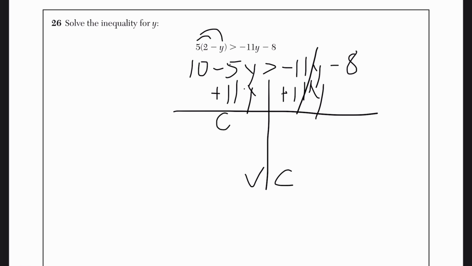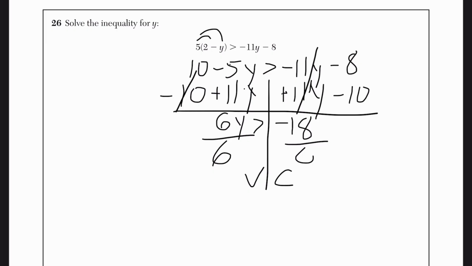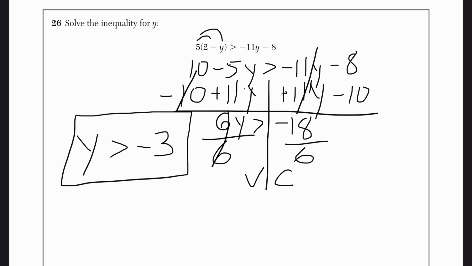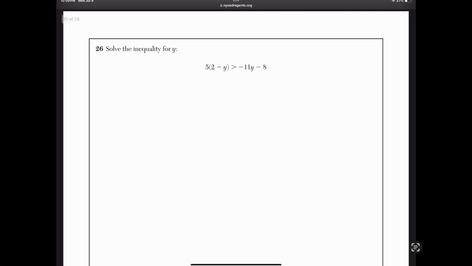And that's especially handy for inequalities, so we get to avoid that dreaded step of remembering to flip the inequality symbol when dividing by a negative. If you want to do this all at once too, you can subtract 10 from this side, and we get 6y is greater than -18. One more step to do, divide that by 6, and we get y is greater than -3. No need to flip the symbol because we didn't divide by a negative because of that trick.